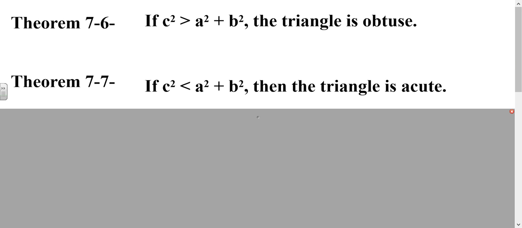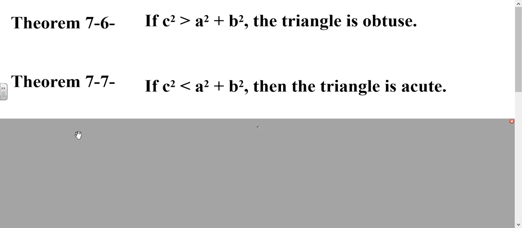We've got some theorems from your book here. You don't need to memorize the names of the theorems, but you just need to know how to use them. To tell if a triangle is acute, right, or obtuse, you can use the Pythagorean Theorem and adjust it a little bit. If a squared plus b squared equals c squared, then that triangle would have to be a right triangle.